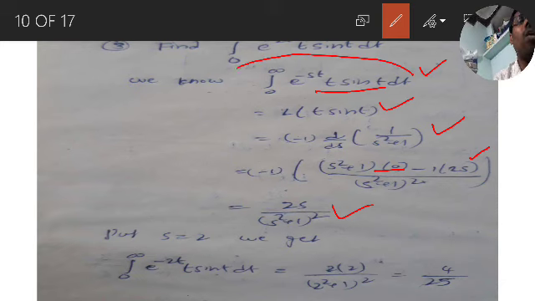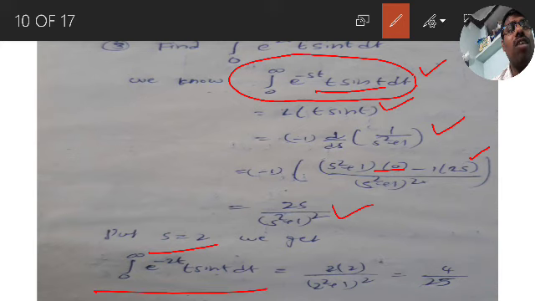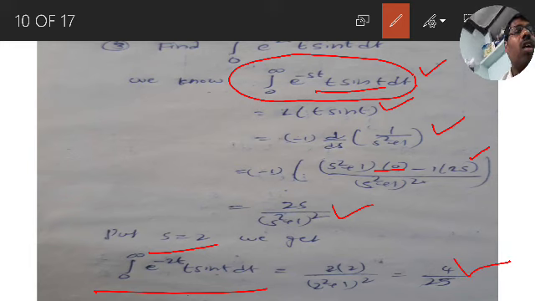This integration value, what is that? Integration from 0 to infinity of e power of minus st into t into sin t is 2s by s square plus 1 whole square. In order to find the given integral, substitute s equal to 2. So we get the given integral equal to 2 into 2 by 2 square plus 1 whole square, that is 2 into 2 is 4, 2 square plus 1 is 5, whole square means 25. So the answer is 4 by 25.